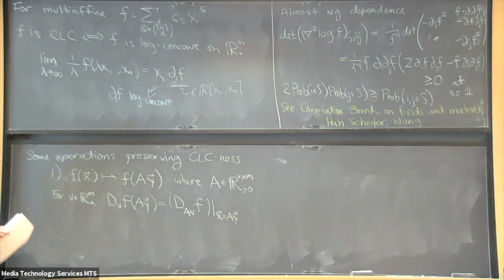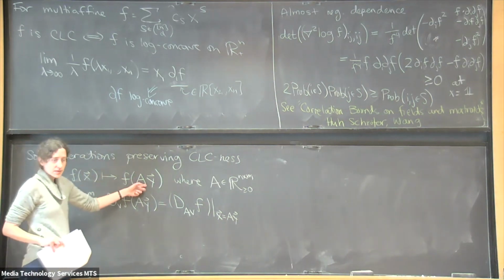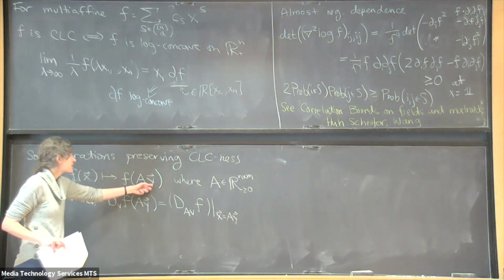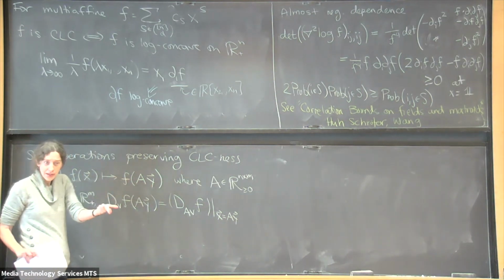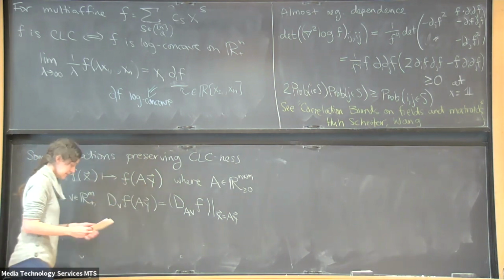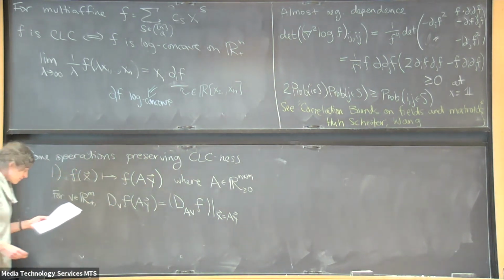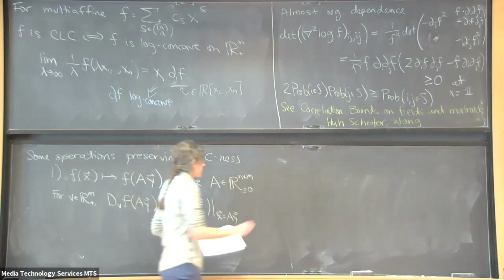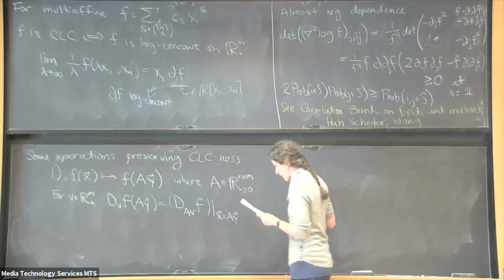So you can always make some positive change of variables like this. This includes setting variables equal to each other. This includes a lot of things that you might want to do. And then the other thing that you might want to do, there are many, but is take products.